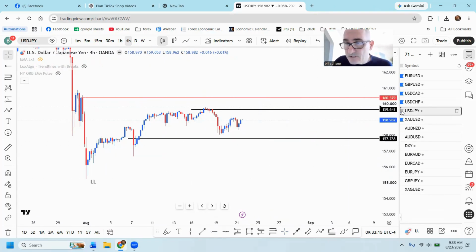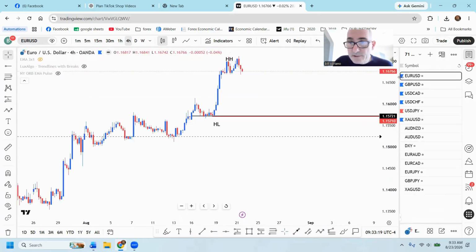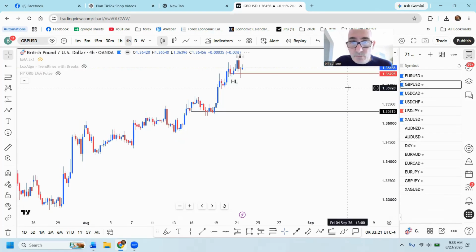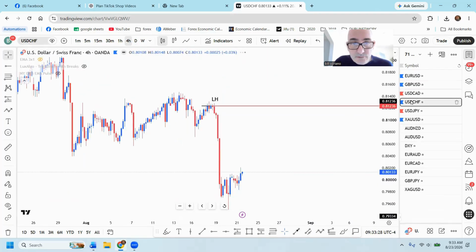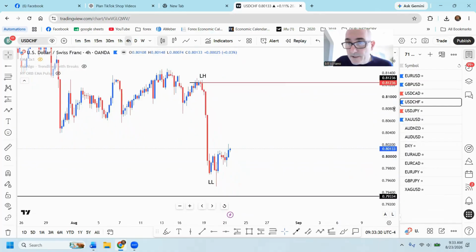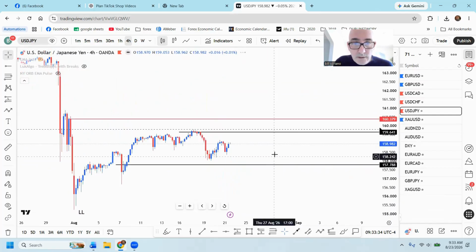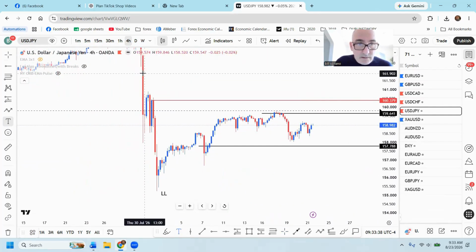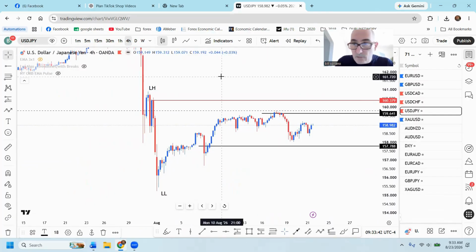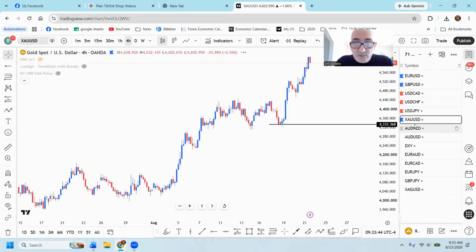And by the way, let me just do this real fast. We're bullish, so I'm going to give that a blue flag. This one we are bearish, so we're going to give that a red flag. USD CHF, we are also bearish, so we're going to give that a red flag. And again, USDJPY, there's our lower high.